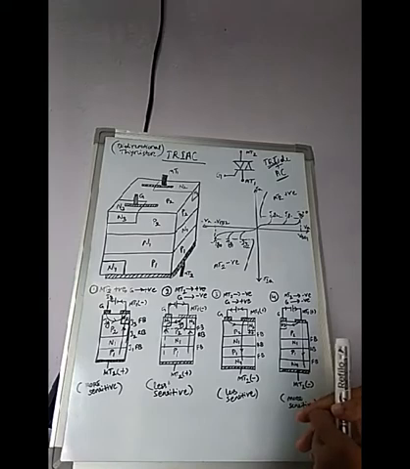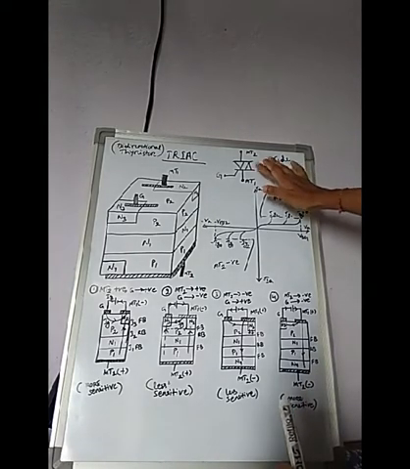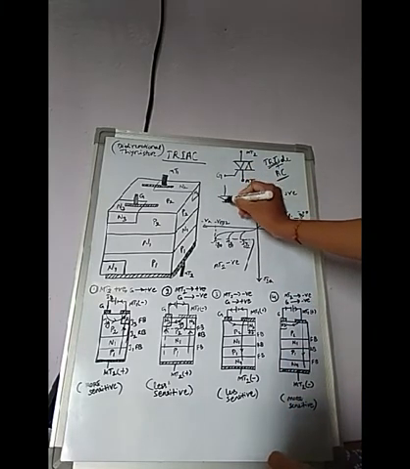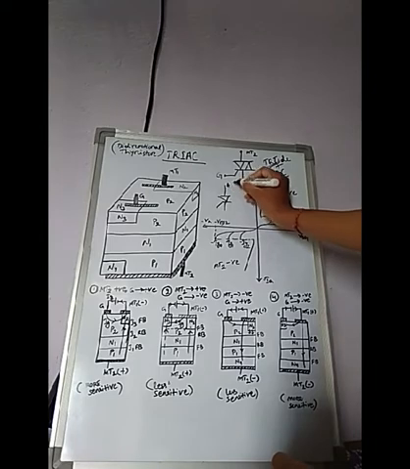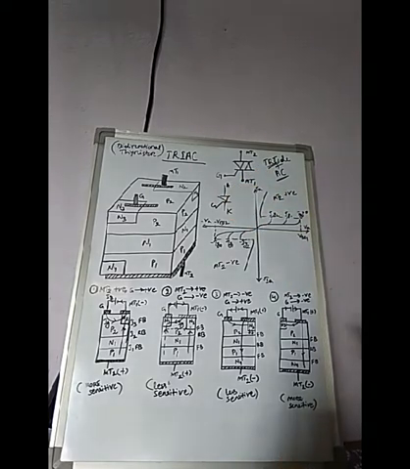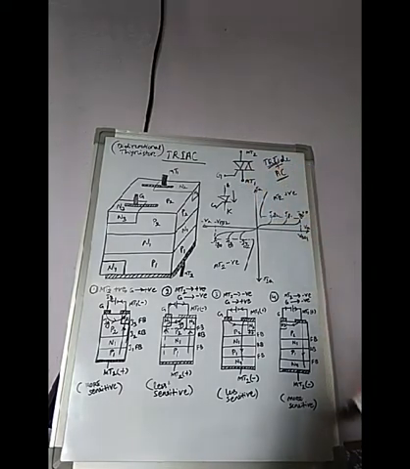Why? Because it conducts from anode to cathode. See, you already studied about the SCR. SCR is like this. This is your SCR: anode, cathode, gate. Here the conduction is from anode to cathode only, not from cathode to anode. That's why it is a unidirectional device.